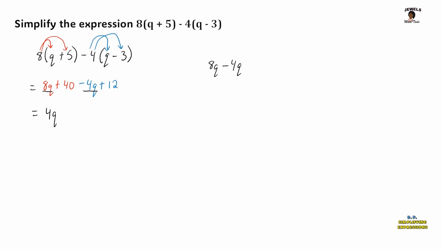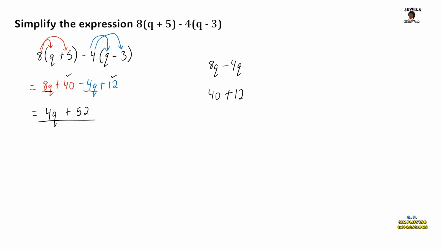And then we're going to simplify our 40. That's going to be added to our 12. So we have 40 plus 12, and when our constants are added together, this will equal 52. Okay, so there you have it. We just simplified our expression to its simplest form.